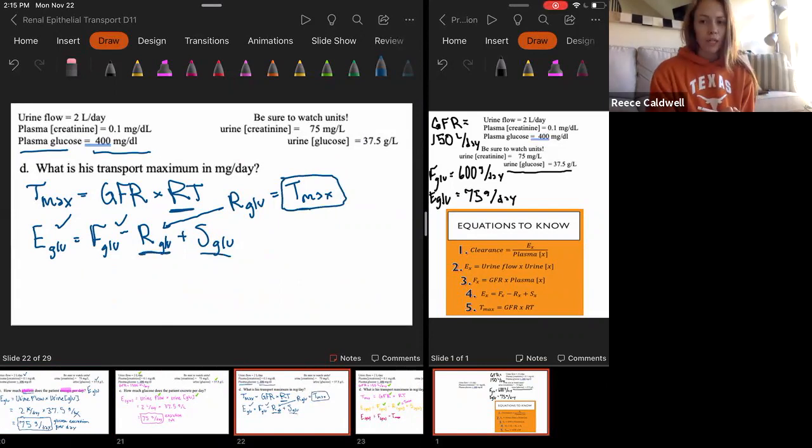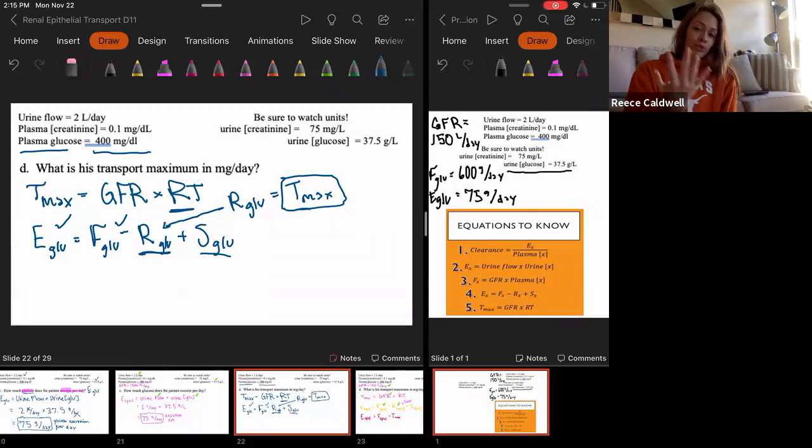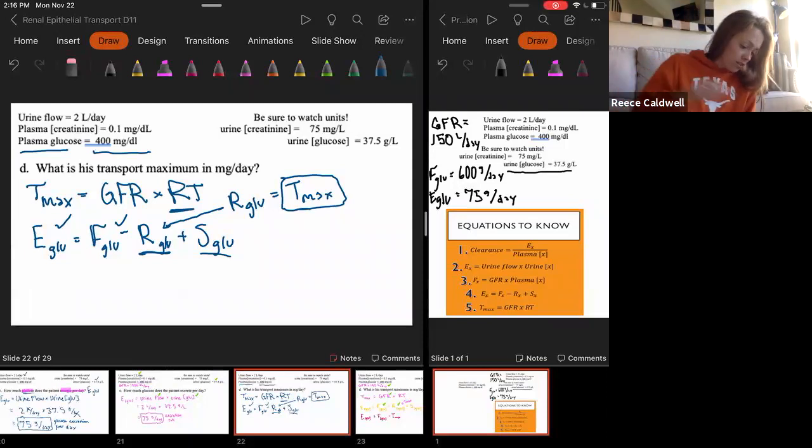Now there's something very important to know about glucose. In our four processes of the renal system, we have filtration, reabsorption, secretion, and excretion. Glucose will never be secreted. It will never be secreted.